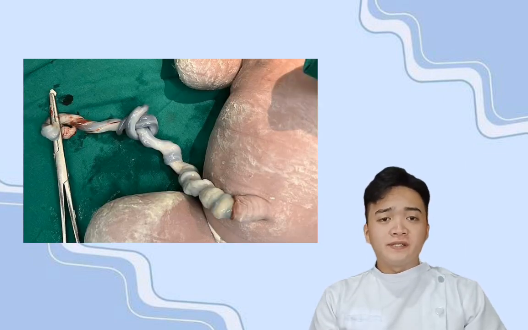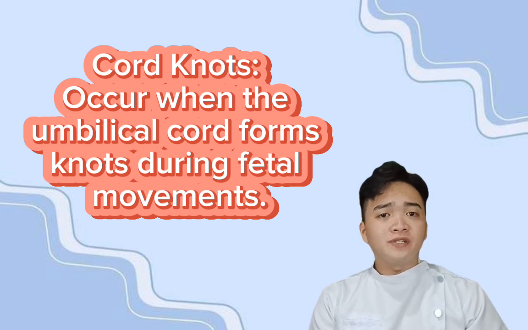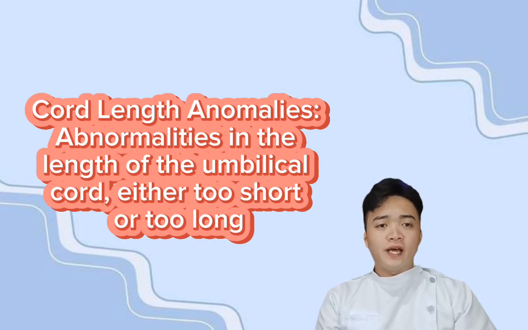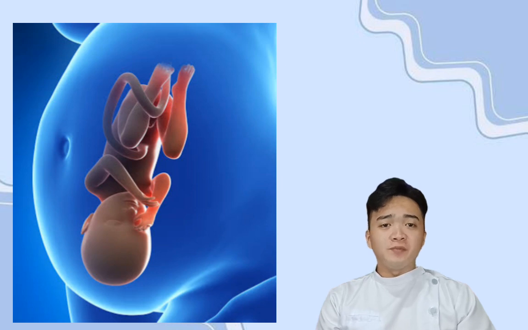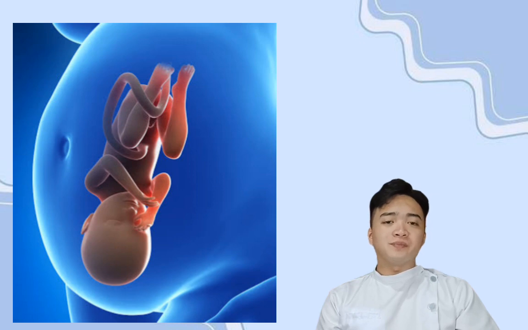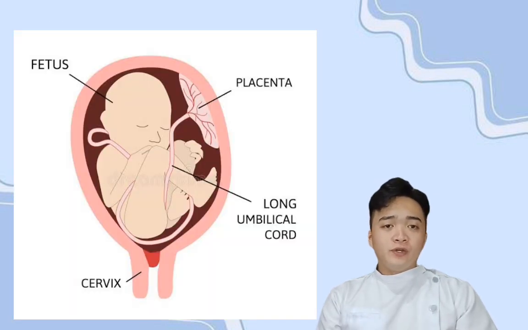Next is cord knots. Cord knots occur when the umbilical cord forms knots during fetal movements. While usually benign, tight knots may impede blood flow and cause fetal distress. And we have cord length anomalies. These are abnormalities in the length of the umbilical cord, either too short, which may cause restriction of fetal movements or compression, potentially leading to decreased blood flow and oxygen supply to the fetus, or too long, which may lead to cord prolapse or entanglement. And this anomaly can cause vasa previa.